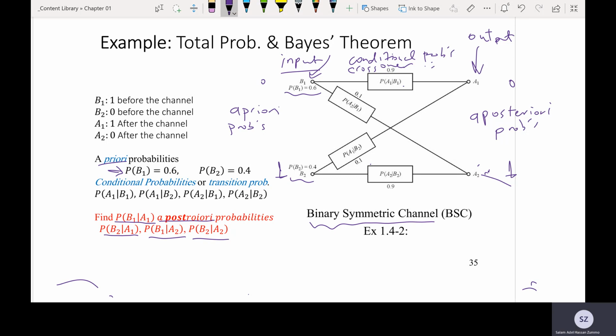And I'm interested in finding the probabilities of, given that I received A1, what was the probability of B1? Or given I received A1, what was the probability that I sent B2? And same here. Given that I received A2, what was the probability that I sent B1 and B2? We are interested in finding this probability.